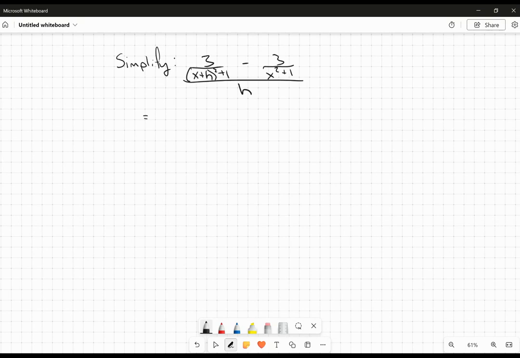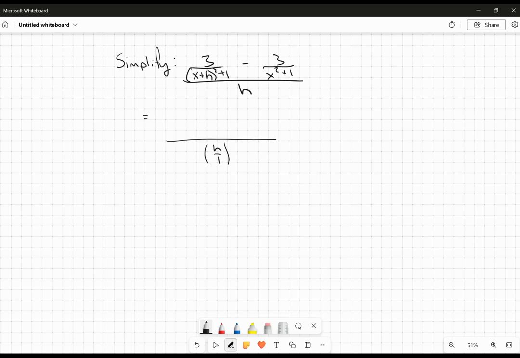So notice I've got 3 divided by (x plus h) squared plus 1, minus 3 over x squared plus 1. And then my denominator for the whole expression is just h. There's really not much I'm going to do with that. I might write it as h over 1, because it's in the denominator of this larger fraction, and I have a sense that I'm going to multiply by a reciprocal in just a bit here.